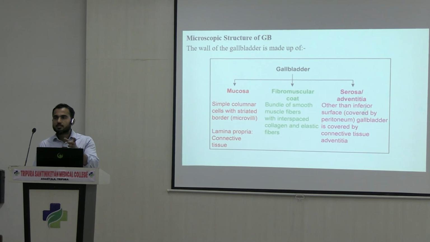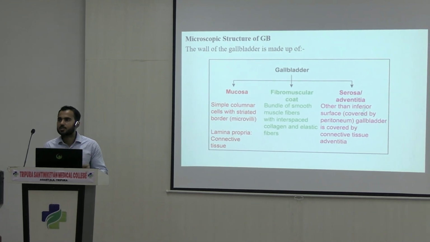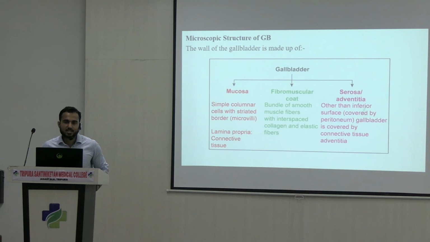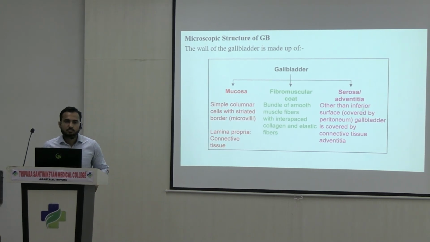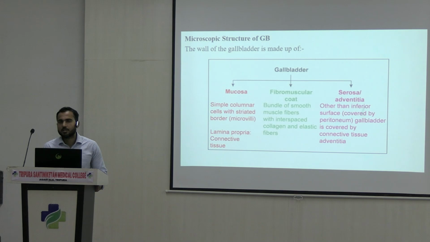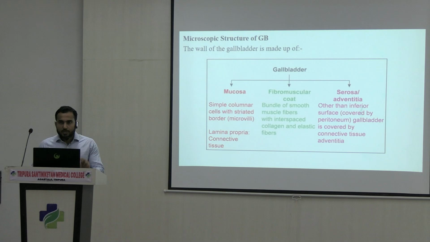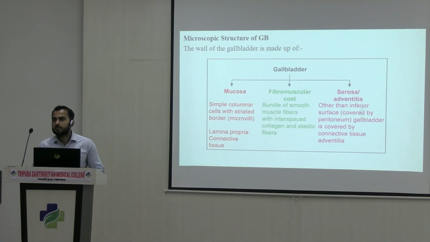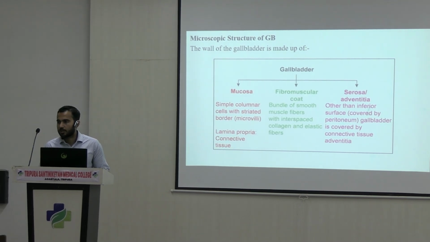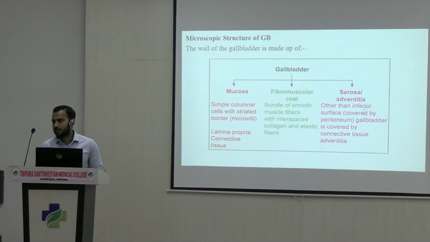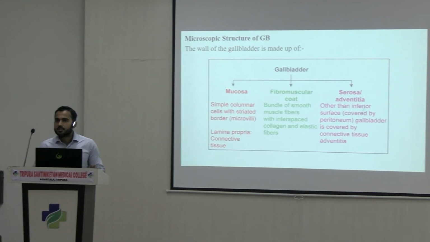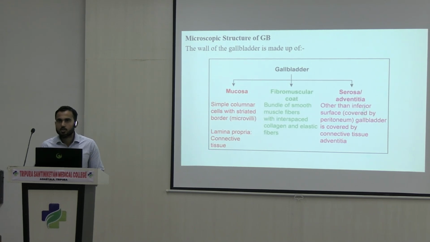Next, do you remember the arrangement of the smooth muscle fibers in case of GIT? How are they arranged in muscularis externa? Inner circular and outer longitudinal layer. Please revise. But in this case, no definite arrangements are there. That means irregular arrangements of the smooth muscle fibers are present in case of gallbladder. No regular arrangement, irregular arrangements are there. And in between that, elastin fibers and collagen fibers are present, which together form the fibromuscular coat. And lastly, serosa or adventitia.